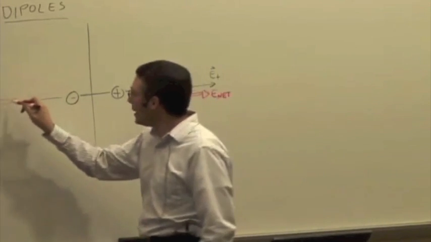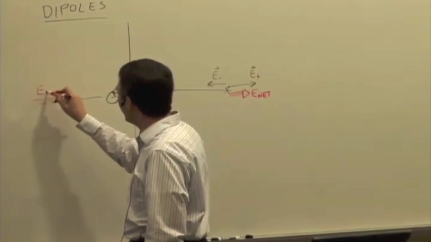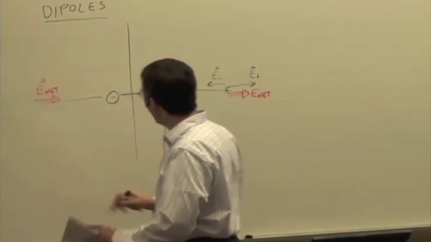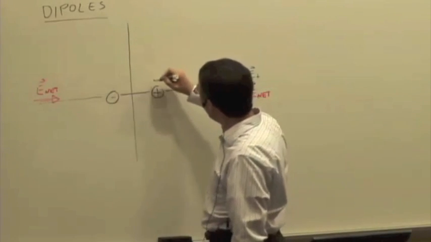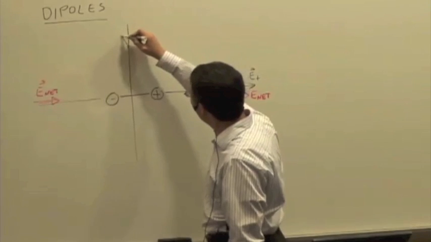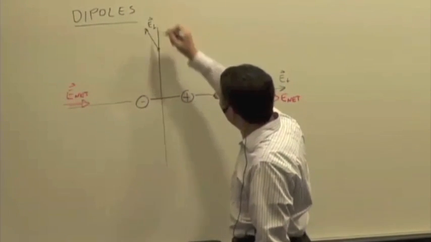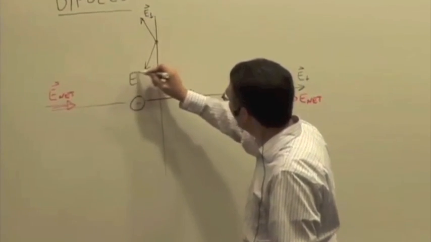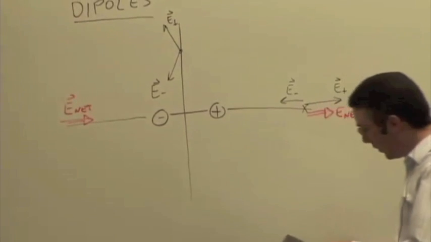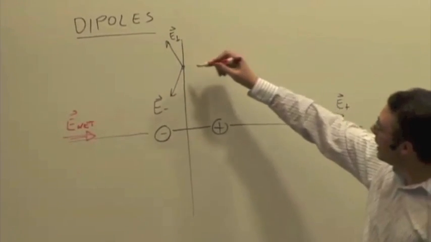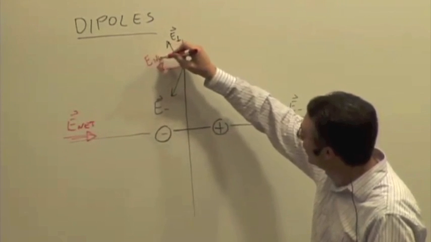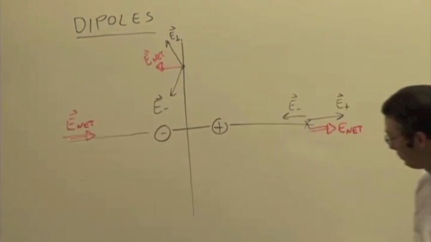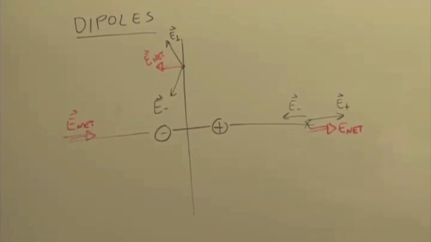Similarly, over here, you get an E net in the same direction because we're closer to the negative on this side. You can do the same on the perpendicular axis, rather, and look at the electric field due to the positive charge and the electric field due to the negative charge. From the symmetry of the situation, the y components are going to cancel out, and you get a net electric field that's pointing not toward either charge, but perpendicular to that axis and in the opposite direction from this one.